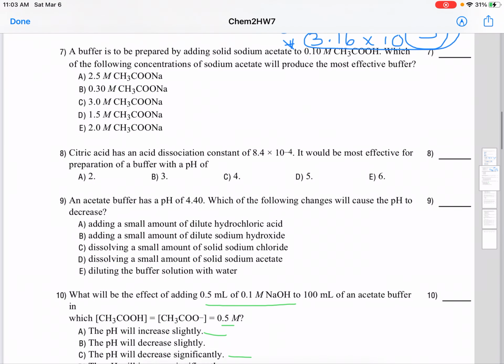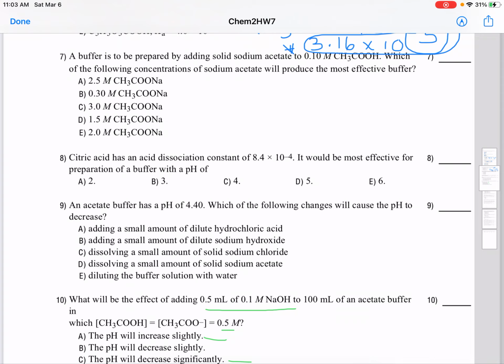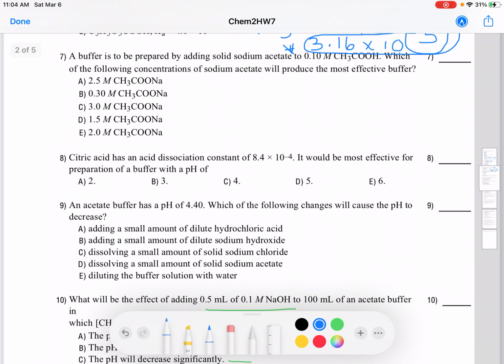Number 7. A buffer is to be prepared by adding solid sodium acetate to 0.1 molar acetic acid. Which of the following concentrations of sodium acetate will produce the most effective buffer? Again, remember we talked about if you want to make an effective buffer, your acid component and the base component of the buffer need to be close to each other. So you choose the one that is closest to 0.1 molar. Out of these options, is it 2.5, 0.3, 3, 1.52? So choose the one which is closer to 0.1.